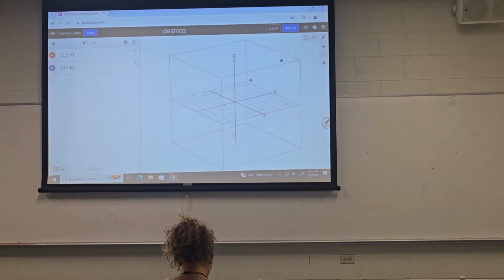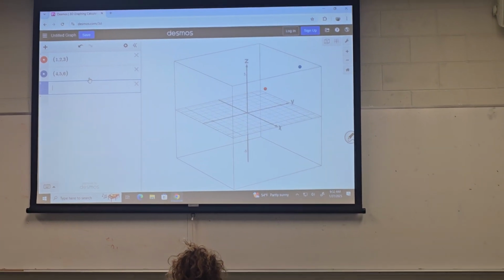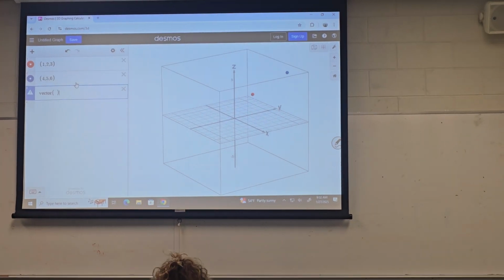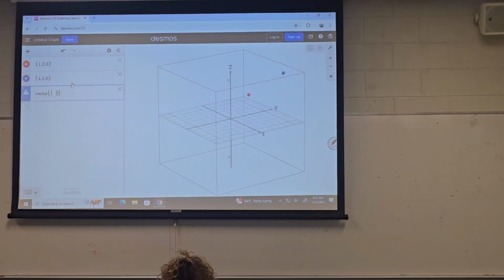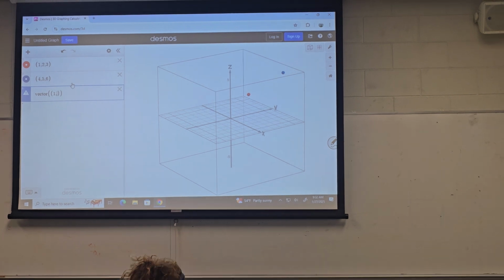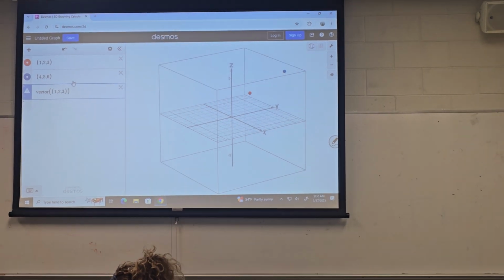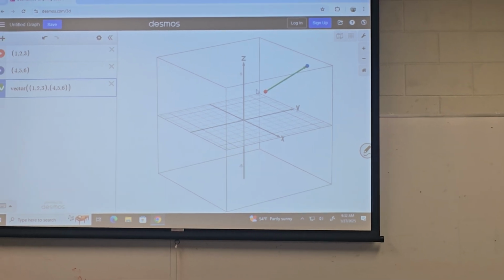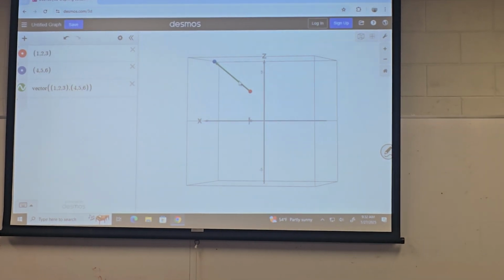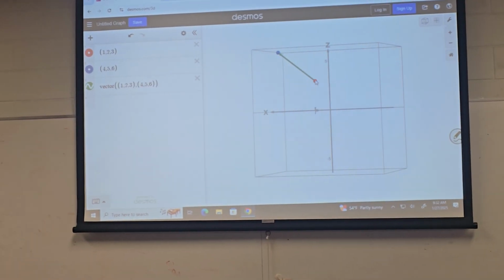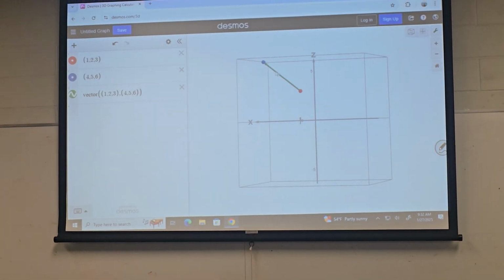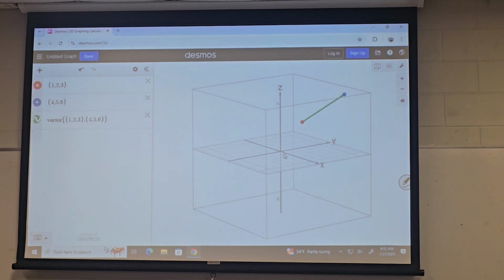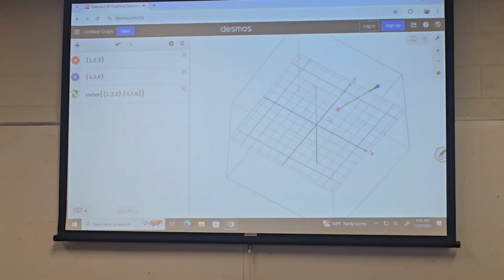So in Desmos 3D specifically, something we can do is type vector, and you can draw a vector starting at 1, 2, 3, and ending at 4, 5, 6. And Desmos will sketch or draw a ray that starts at the point in red and ends at the point in blue. Unfortunately, for whatever reason, this doesn't work in Desmos 2D. It's only a 3D thing.